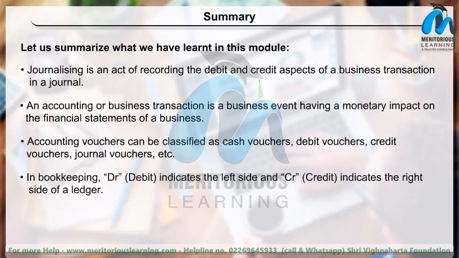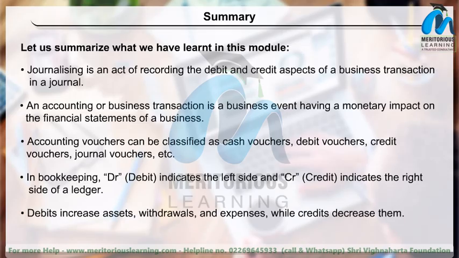In bookkeeping, DR or debit indicates the left side and CR or credit indicates the right side of a ledger. Debits increase assets, withdrawals, and expenses, while credits decrease them.